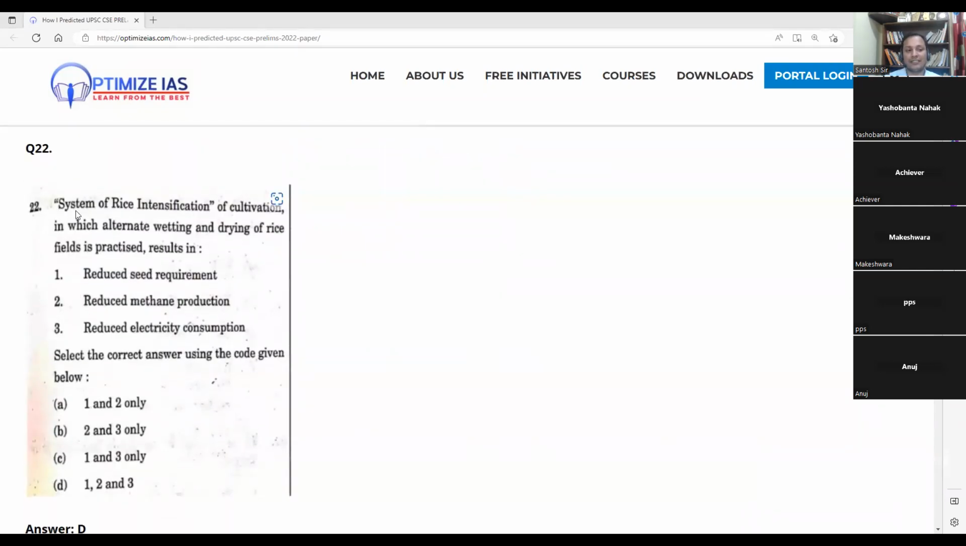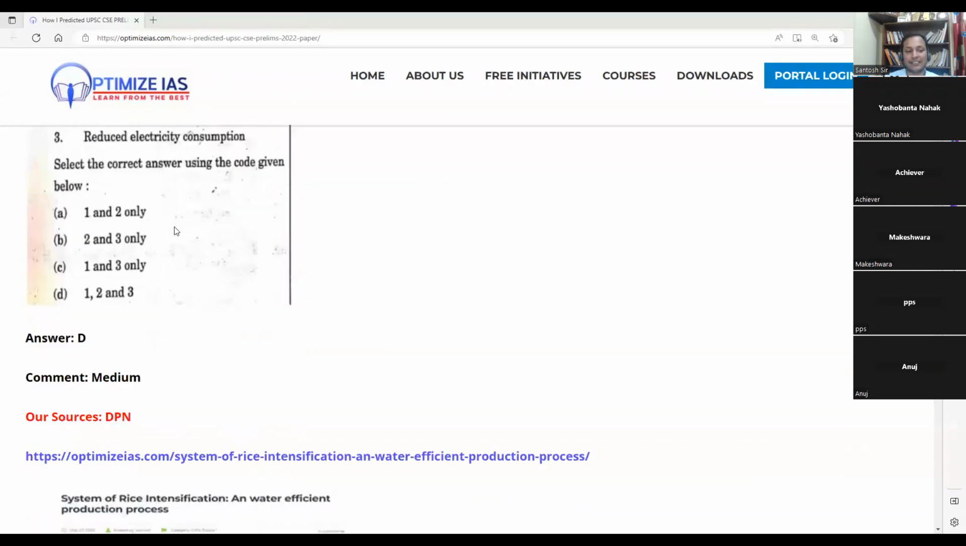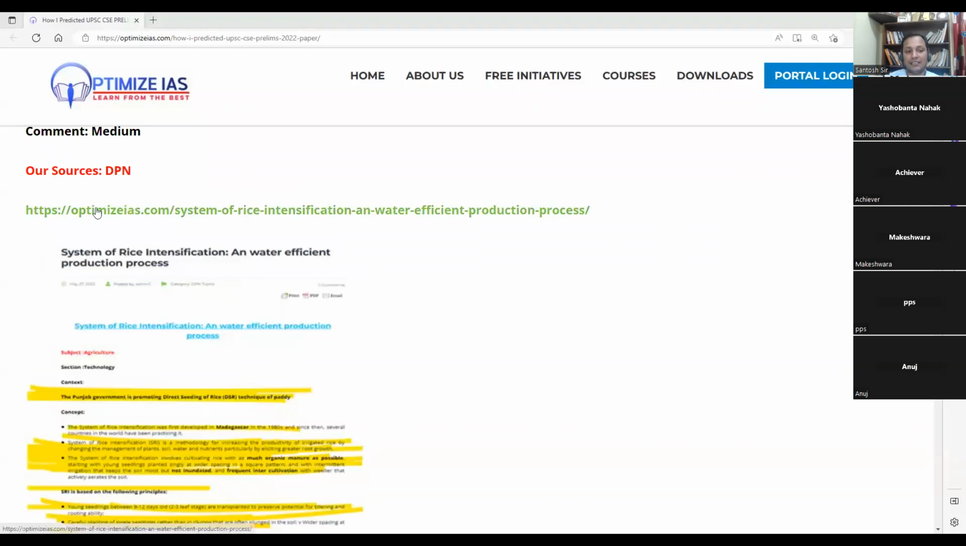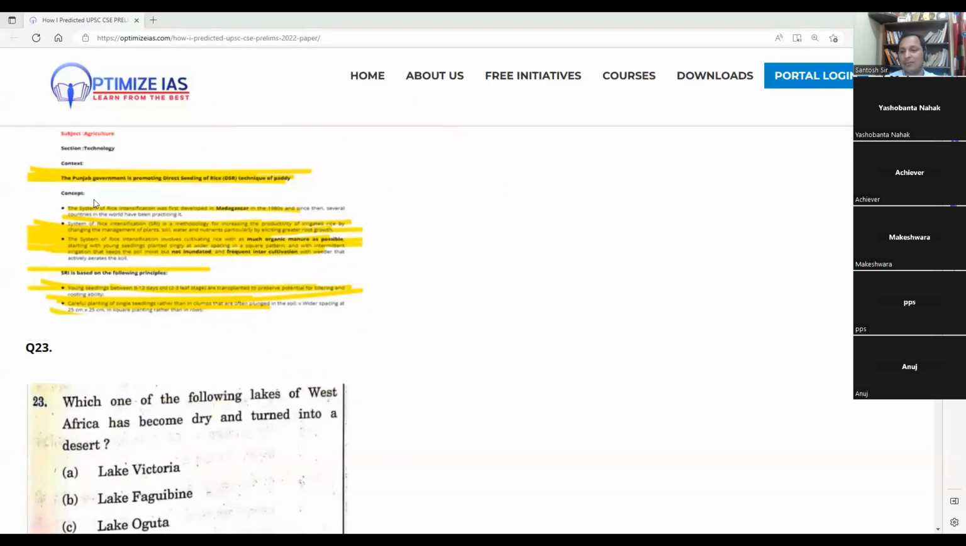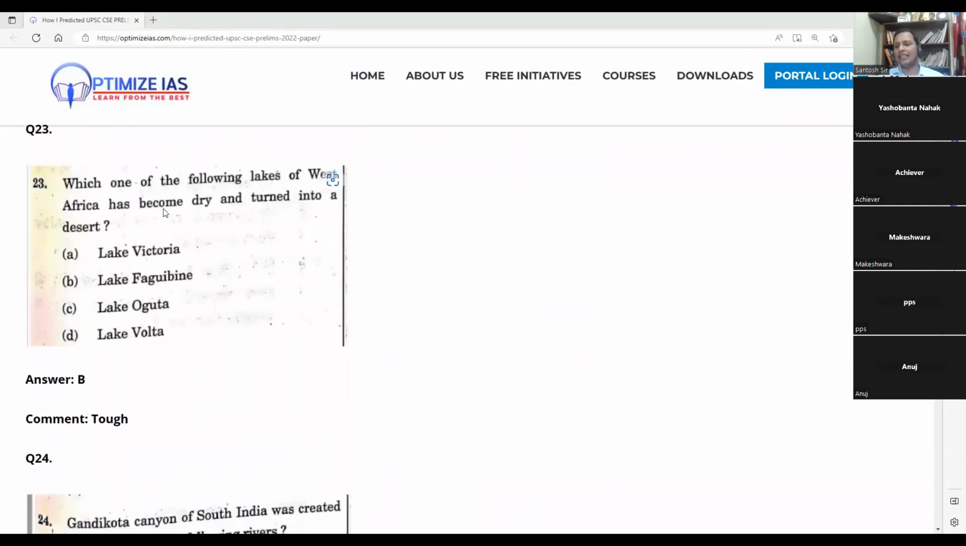Then you see, System of Rice Intensification, again directly from DPN. It was directly covered in DPN, exactly the same question has come. Then this lake, Lake Fagubin. This is important. This was not asked in my sources. So why did this question come?